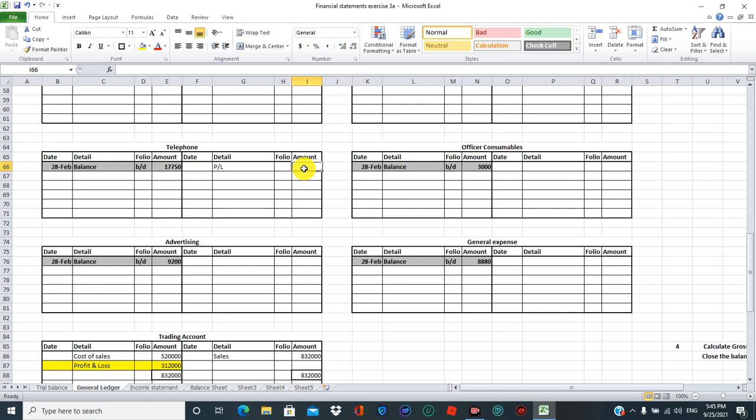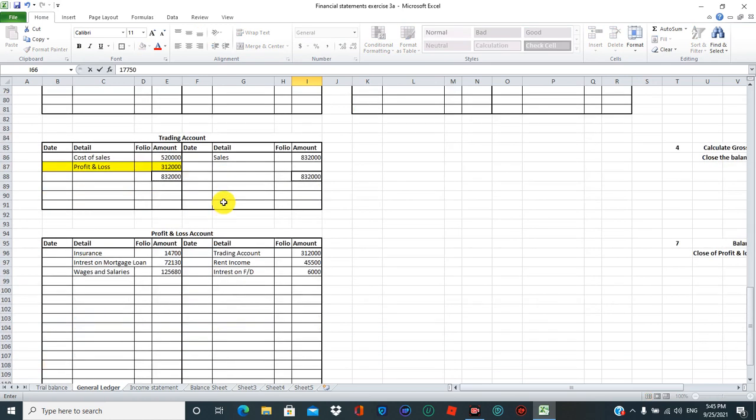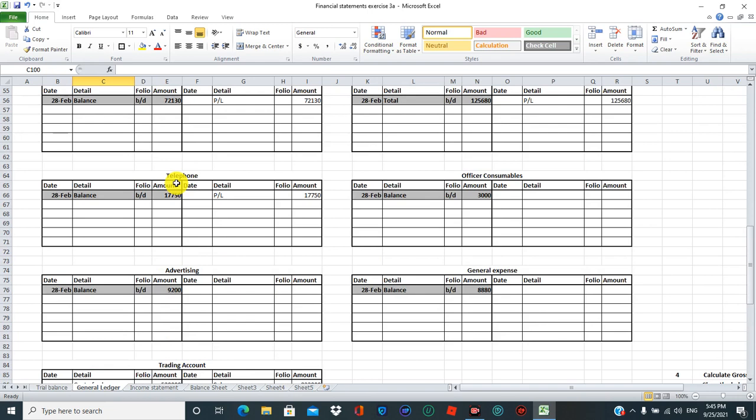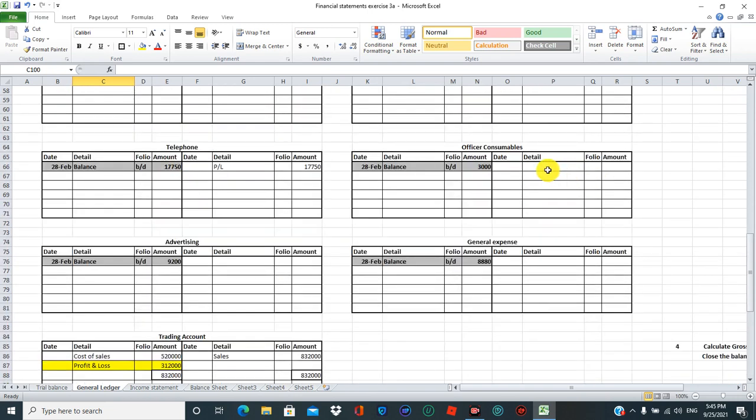17750. Telephone 17750. Right. Next, office consumables, profit and loss. It's a credit side, so it goes to the debit side.